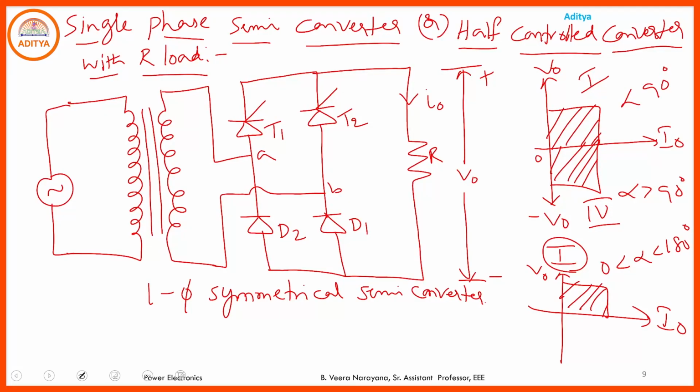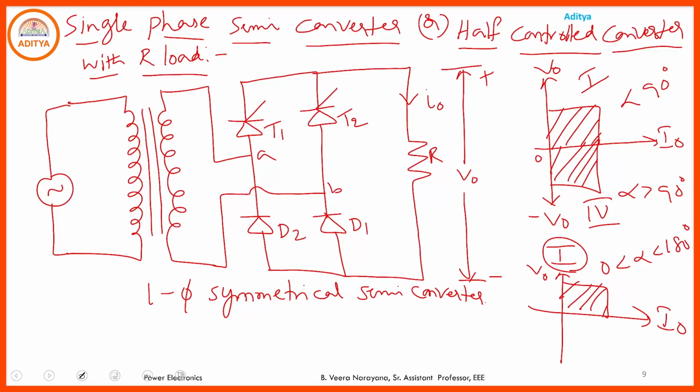So the circuit diagram of this semi-converter or half controlled converter consists of a total of 4 devices. Out of these 4, 2 are controllable devices and 2 are uncontrollable devices, so it consists of 2 SCRs and 2 diodes. Depending upon the circuit configuration or arrangement, these semi-converters are classified into 2 types: symmetrical semi-converters and asymmetrical semi-converters.